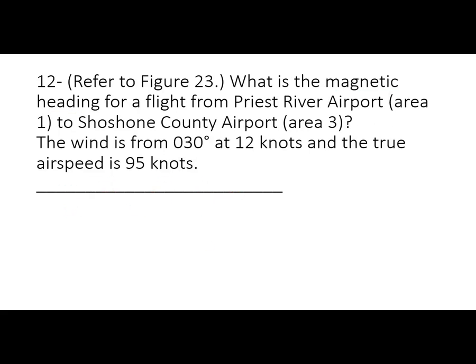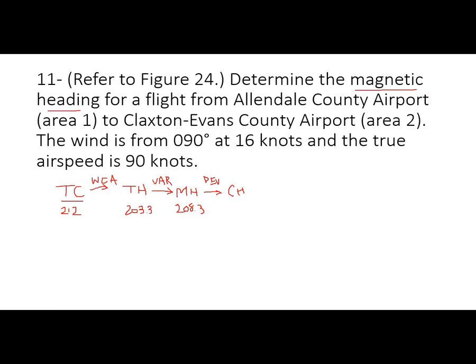Question 12, what is the magnetic heading for a flight from Priest River Airport, Area 1, on figure 23, to Shoshone County Airport in Area 3? The wind is from 30 degrees at 12 knots, and the true airspeed is 95 knots. Again, just like in the last question, we start with our true course, correct for the wind correction, get our true heading, correct for the variation, and get our magnetic heading. That's what we're going to need to do on this one.